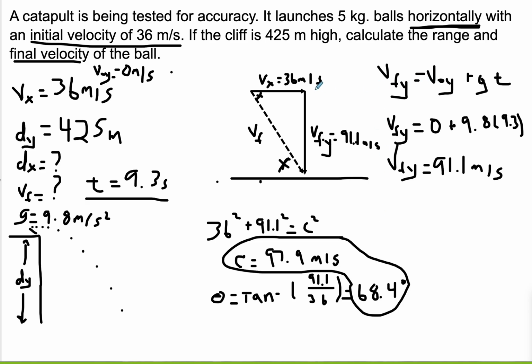So to solve this problem, we had to solve for time. Then we had to solve for final velocity in the y. Then we had to set up our triangle and do the hypotenuse and the angle. So this was really a 4-step problem, right? Wait, what is the final velocity? So the final velocity would be 97.9 meters per second at 68.4 degrees. Oh, okay. So that's it right there. We figured it out. So this, I'm going to write this down. That is VF.